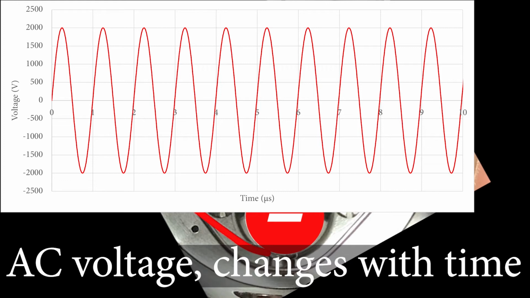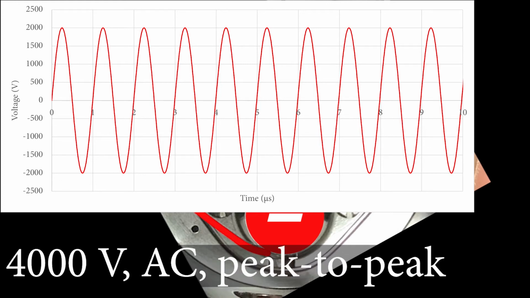Okay, so we're applying this AC voltage. A good question would be, what do we call this? It's not 0 volts, it's not 500 volts, it's constantly changing. So one way that we're going to express how big this voltage is, because we can certainly make that, we call it the amplitude, bigger or smaller. This particular voltage, this is an example, we're going to call it 4,000 volts AC peak to peak. It's 4,000 volts peak to peak.